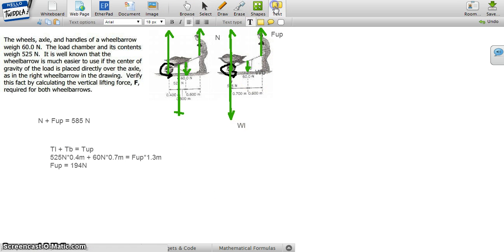Now let's look at the second case here, the other wheelbarrow. In this case, there's two forces, the normal and the weight of the load, that go through the pivot point. That means there's no torque from those two. So the torque from the barrel is equal to the torque from the force up. Well, that's going to be 60 newtons times the distance of 0.7 meters equals the force up times 1.3 meters. The force up then ends up being 32 newtons about.